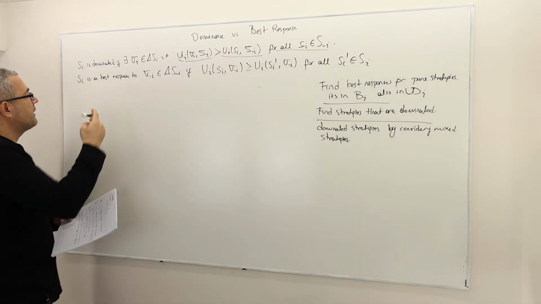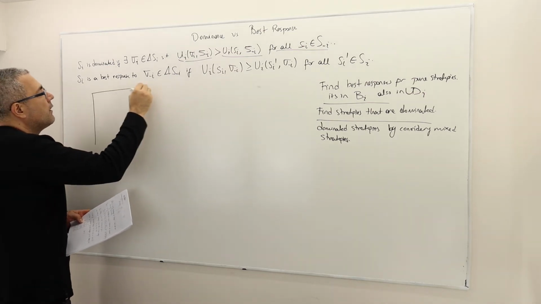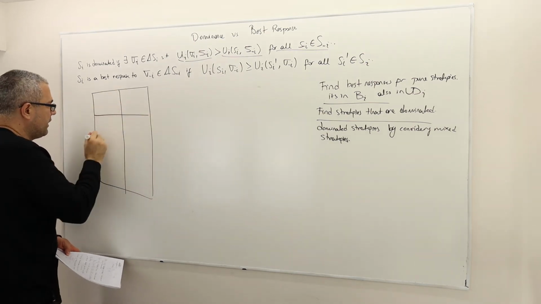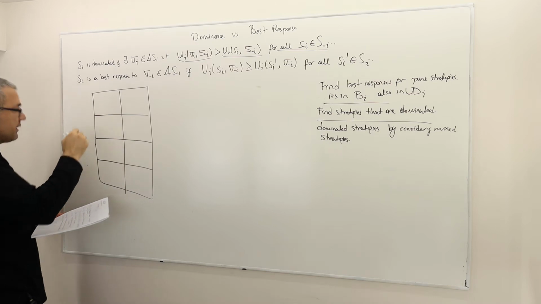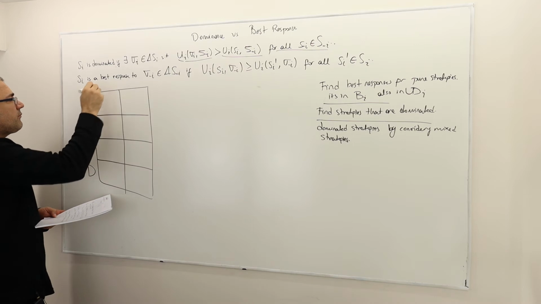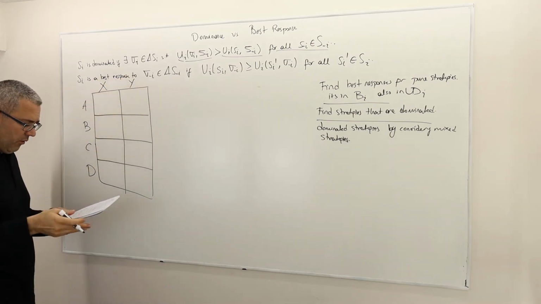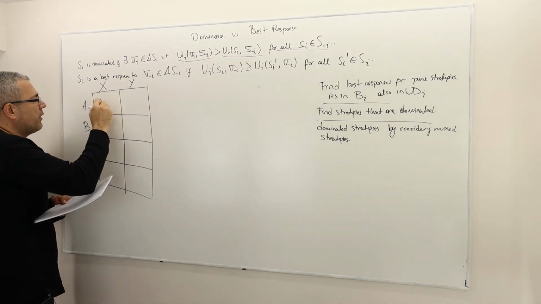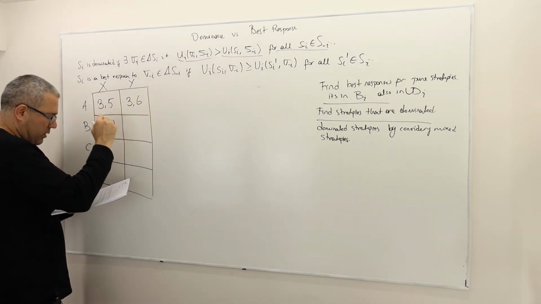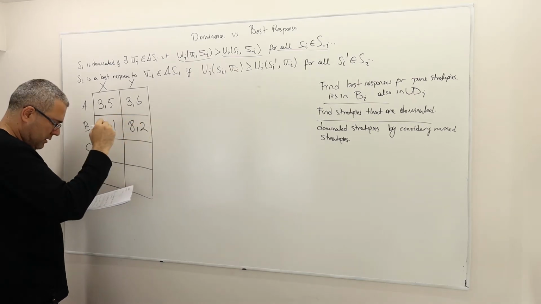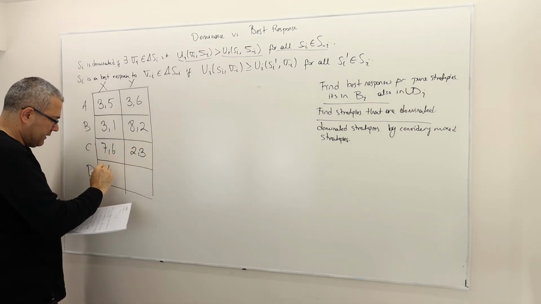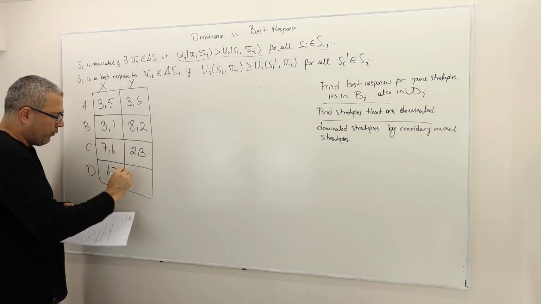All right, so here is the example I have. There are 2 players, and player 1 has 4 strategies. I'm going to call them A, B, C, D. Sorry. Player 2 has 2 strategies. I'm going to call them X, Y. And here are the payoffs. 3, 5, 3, 6, 3, 1, 8, 2. And what else? 7, 6, 2, 3. And then 6, 7, 4, 1.